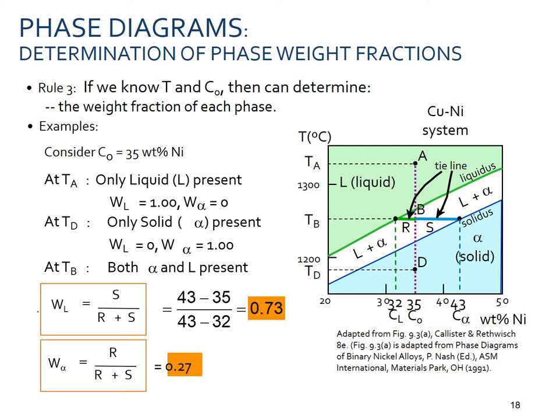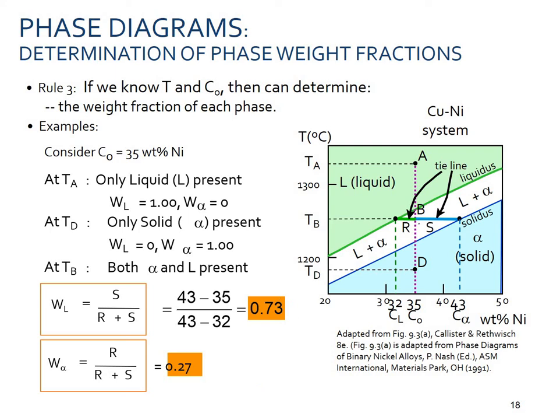So for the liquid weight fraction, we'll be dividing this S, which touches the solidus line, by the total length of R and S, which is around 8. We have 32 over here, and we have 43 over here. R plus S is around 11. So if we divide this, we get 0.7.